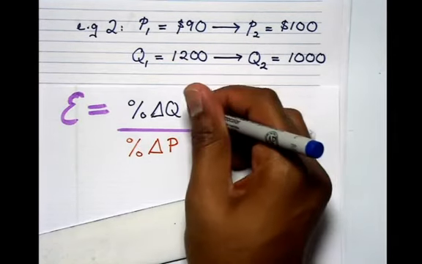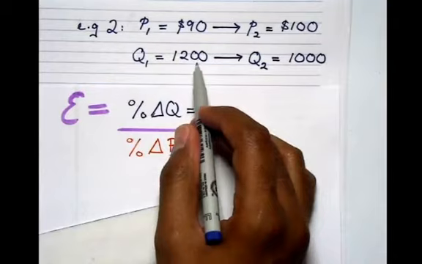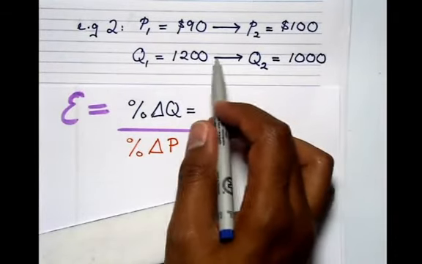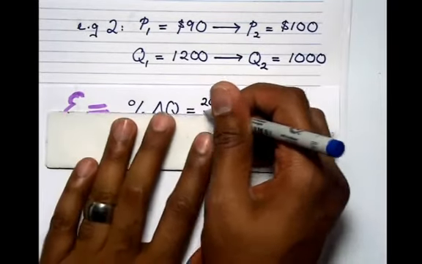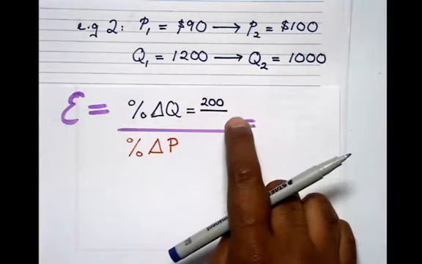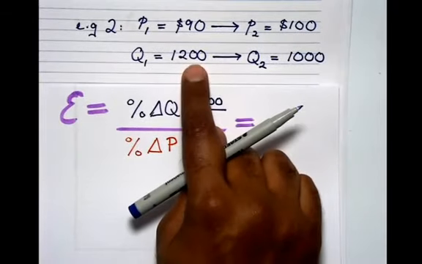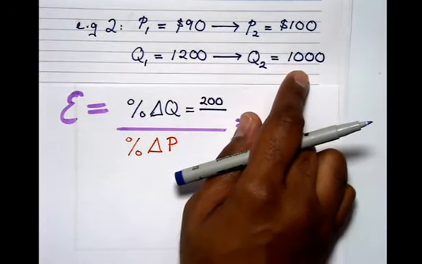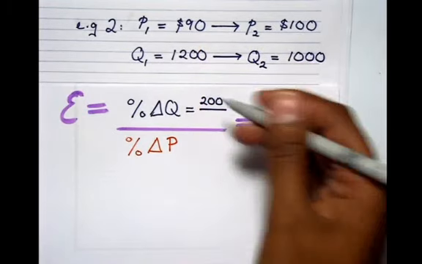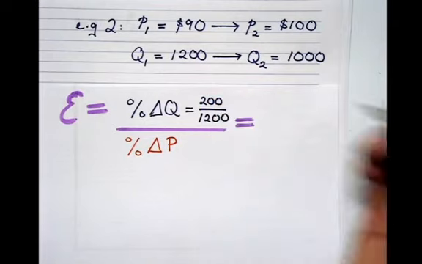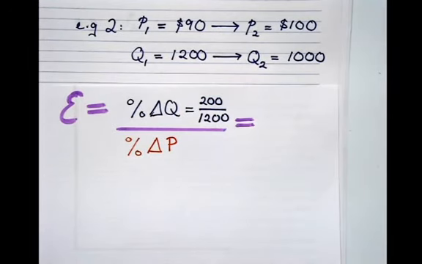How do you get the percentage change in quantity? You look at the change here. How much is that? 200 divided by what? We used to sell 1,200. Now we are selling 1,000. So 200 divided by 1,200, because we used to sell 1,200. So the percentage change in quantity is 16.67%.